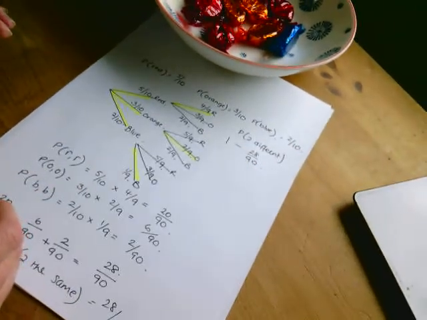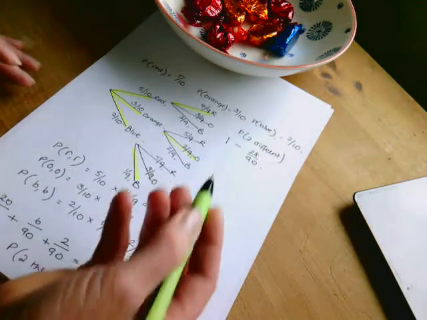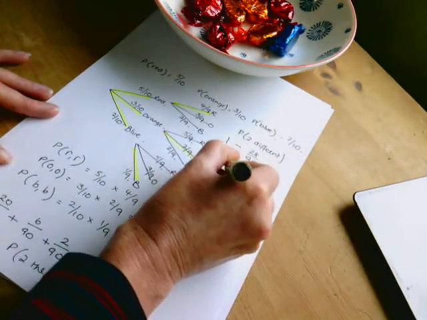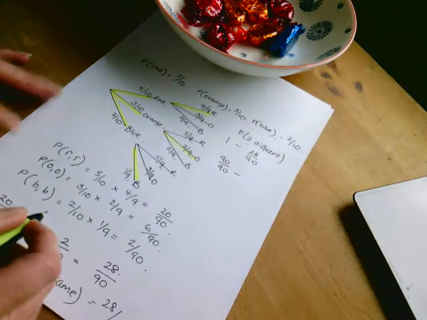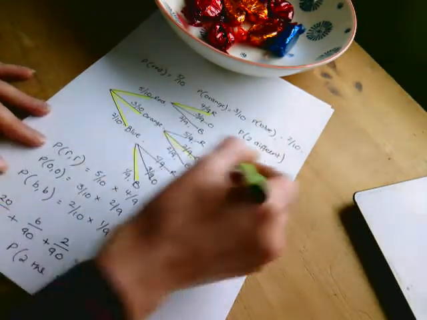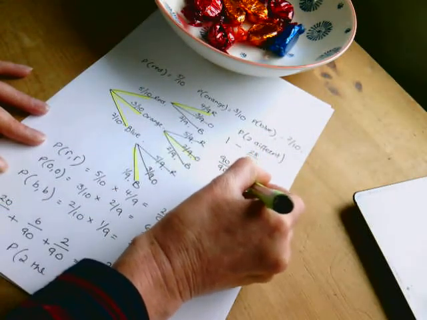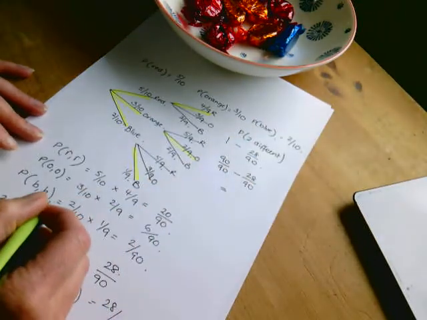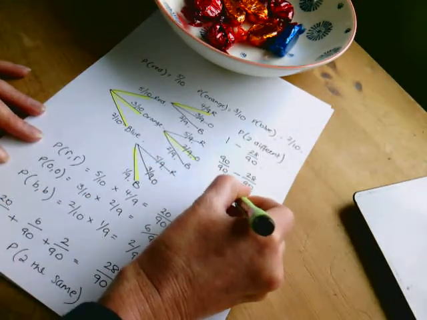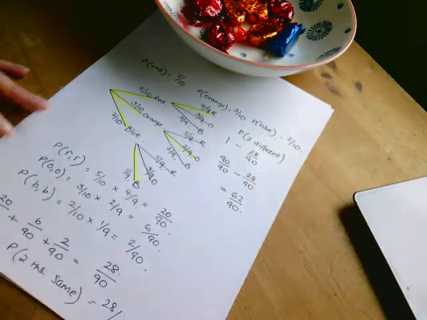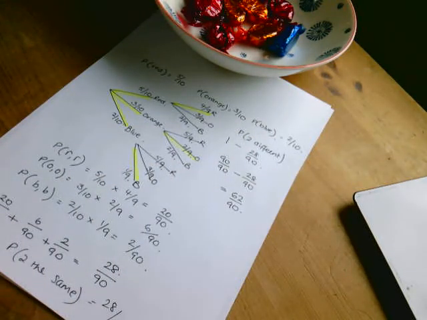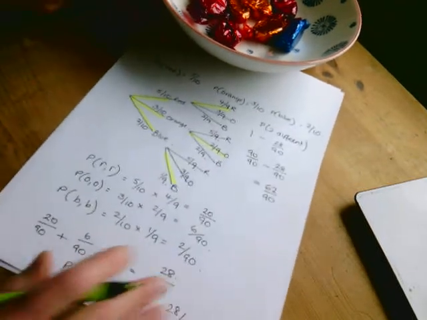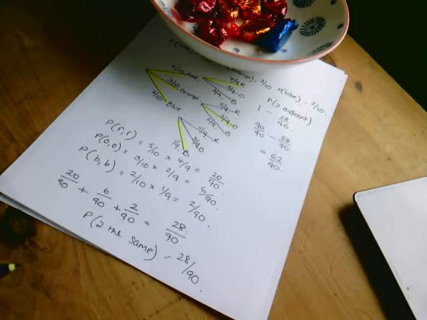1 take away 28 over 90. I can think of 1 as being 90 over 90. 90 divided by 90 is 1. Take away 28 over 90 is going to leave me with 62 over 90. So that's the probability of two different sweets. And the probability of two the same, 28 over 90.